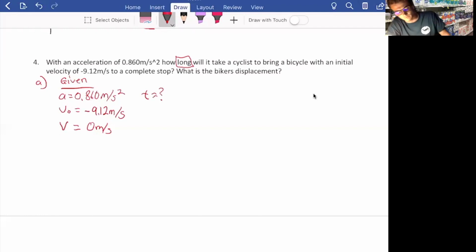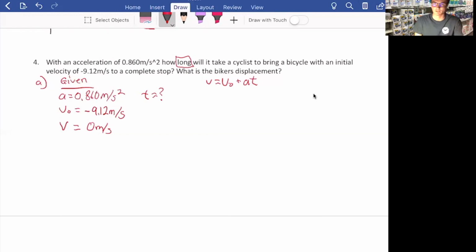Okay, so it wants the time. We have all those values, it wants the time. So now from this, let's look at what equation we can use to solve for time. If we look at our equation sheet, we see that this equation right here looks pretty solid: V equals V naught plus acceleration times time. That has all the variables that we have that are given, and it will give us time.